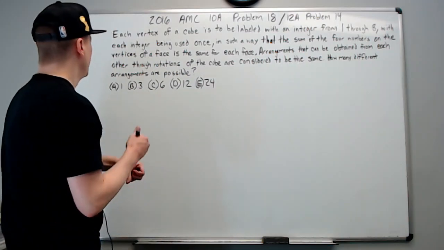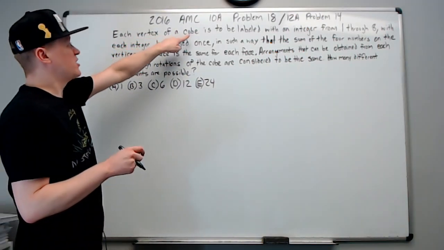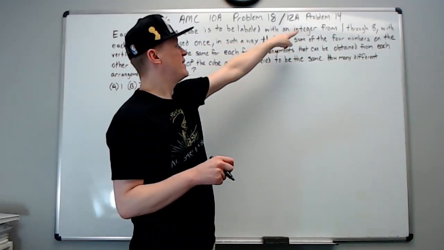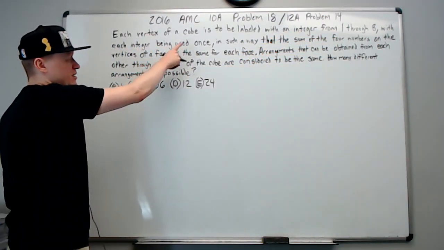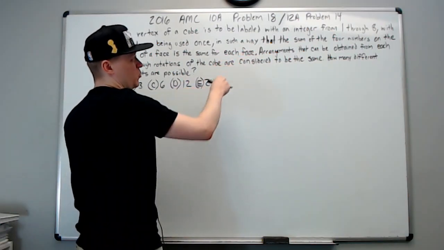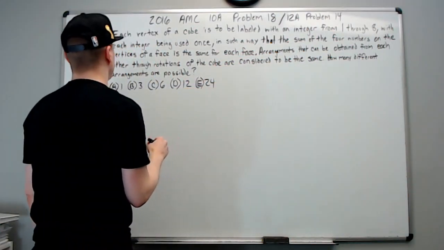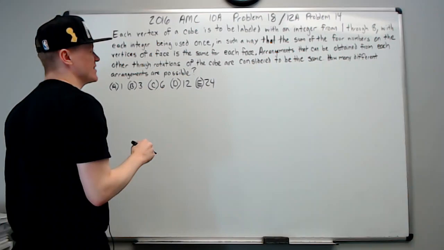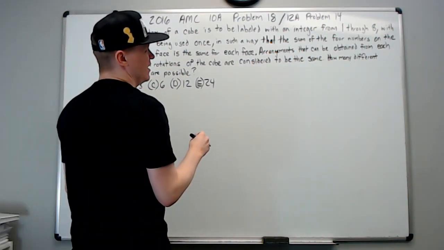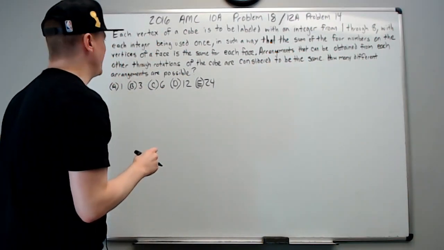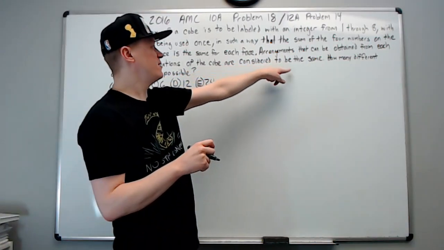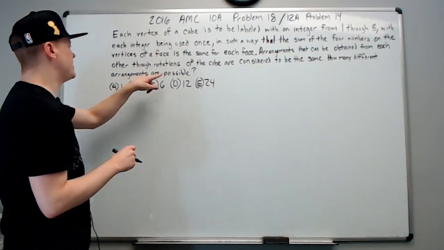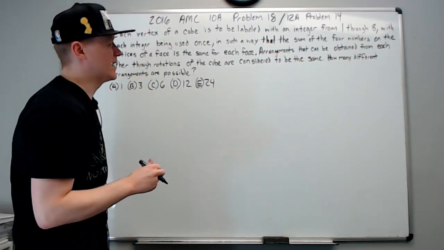Apologize for that. Each vertex of a cube is to be labeled with an integer from 1 through 8, with each integer being used once, in such a way that the sum of the four numbers on the vertices of a face is the same for each face. Arrangements that can be obtained from each other through rotations of the cube are considered to be the same. How many different arrangements are possible?